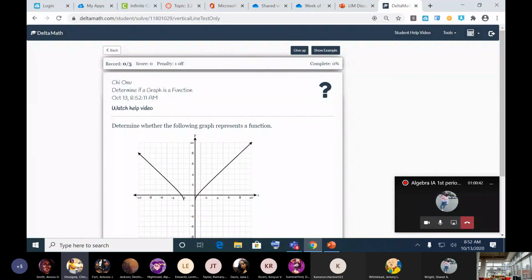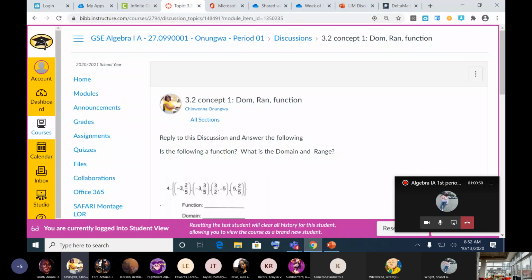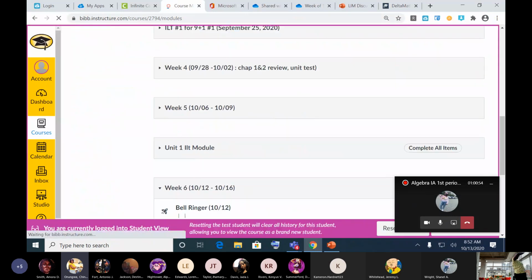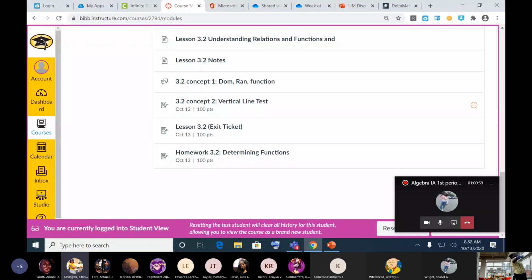So just try to finish up your Delta Math. I think it will really help you understand everything we're doing right now. And then once you're done with that, see if you can go back to our module for today and finish all of 3.2. So finish your domain and range function discussion, your vertical line test, and the exit ticket, okay? And tomorrow morning, first thing, we'll go over all of that and I'll give you some time.